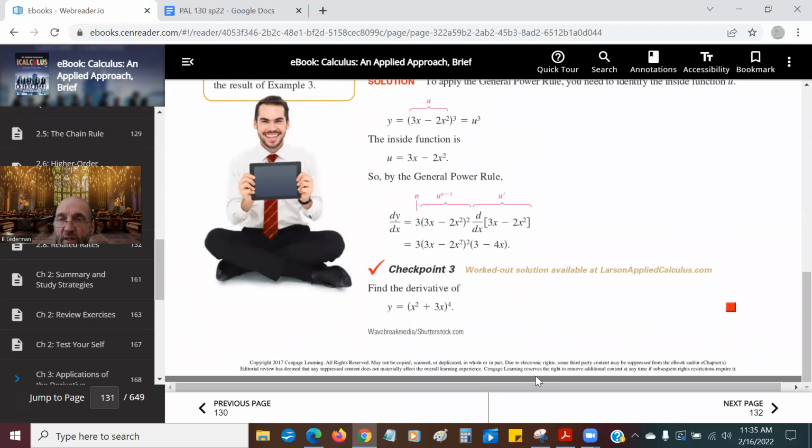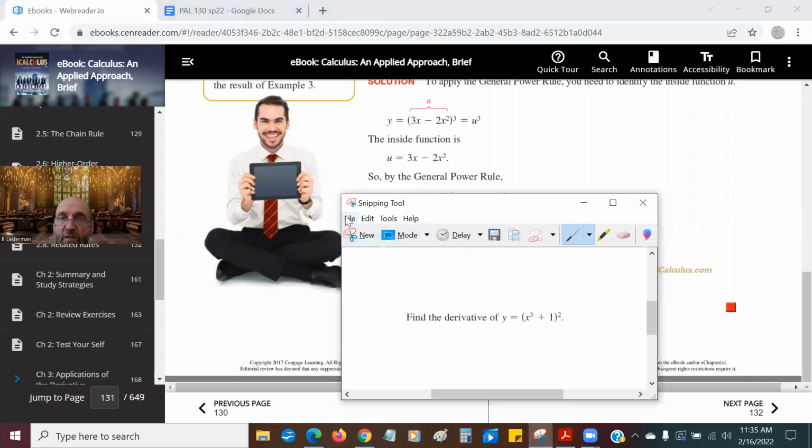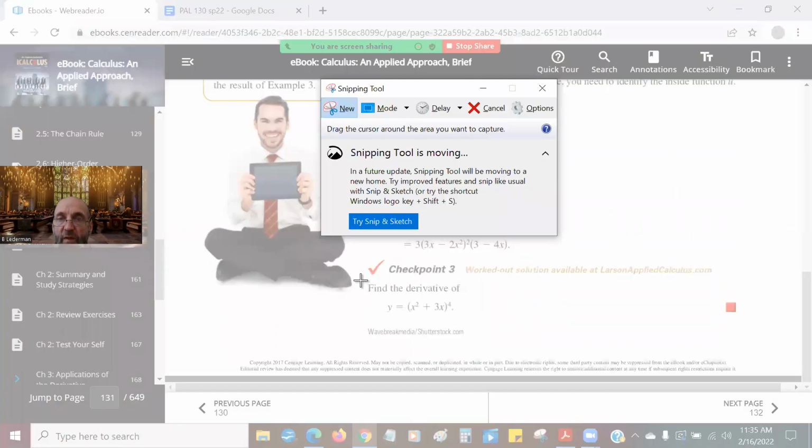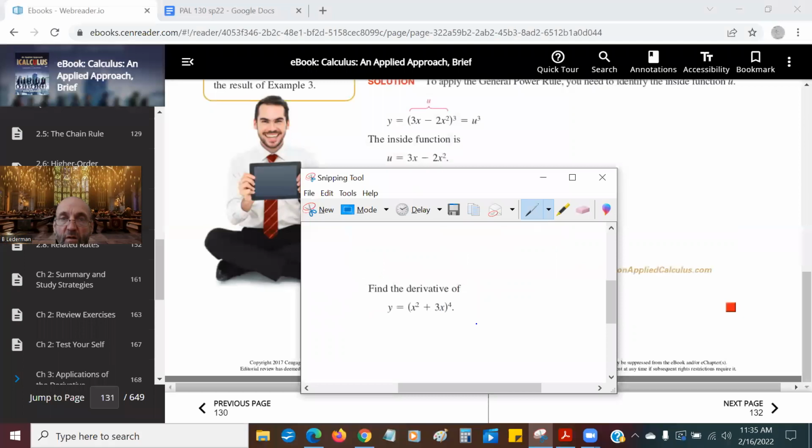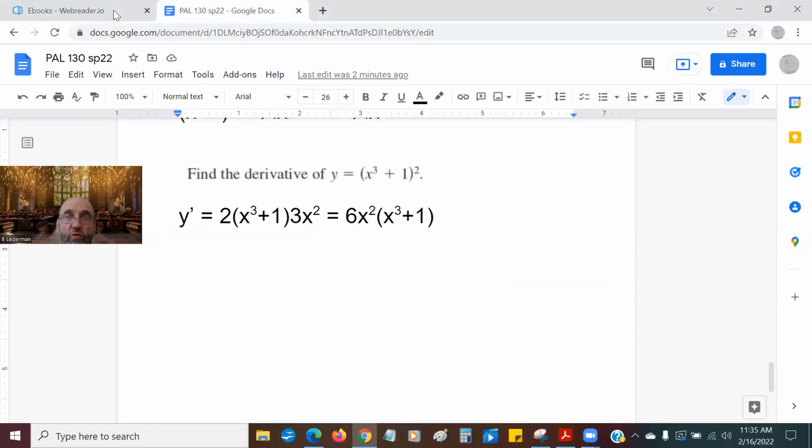And now we want to find this derivative. Let's do this one here. Again, I think I'm just going to work this out for you guys. Why not? So let's go. So y prime is going to be 4 times this thing to the third power, and what would that be?